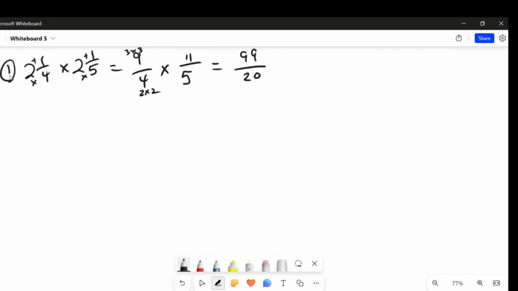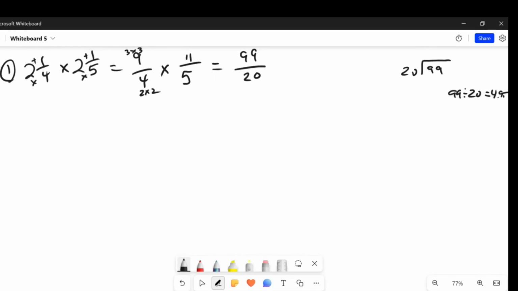But we can't leave improper fractions as answers. So I have to do 20 into 99. So I need to do, on my calculator, 99 divided by 20. So when we do 99 divided by 20, we get 4.95.